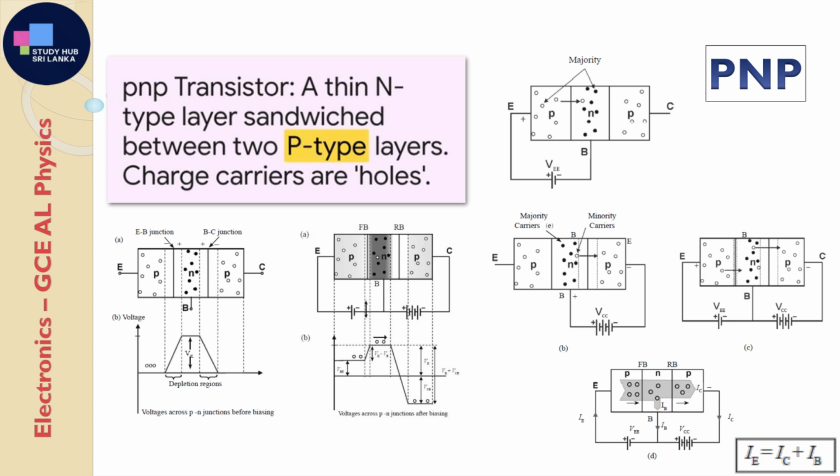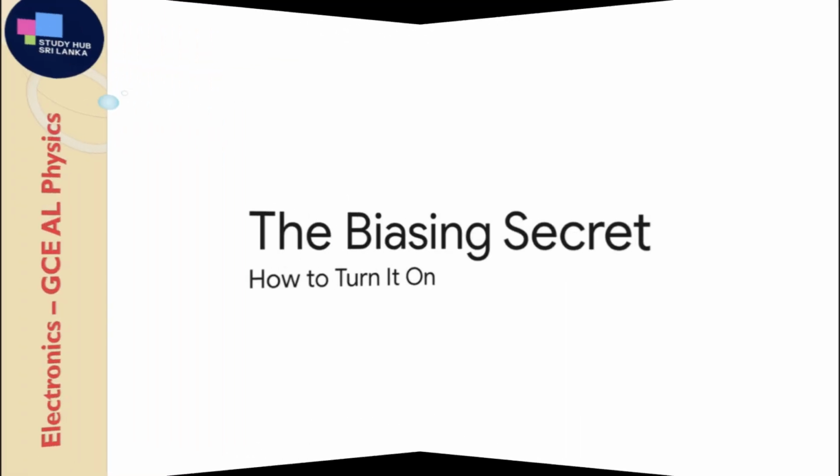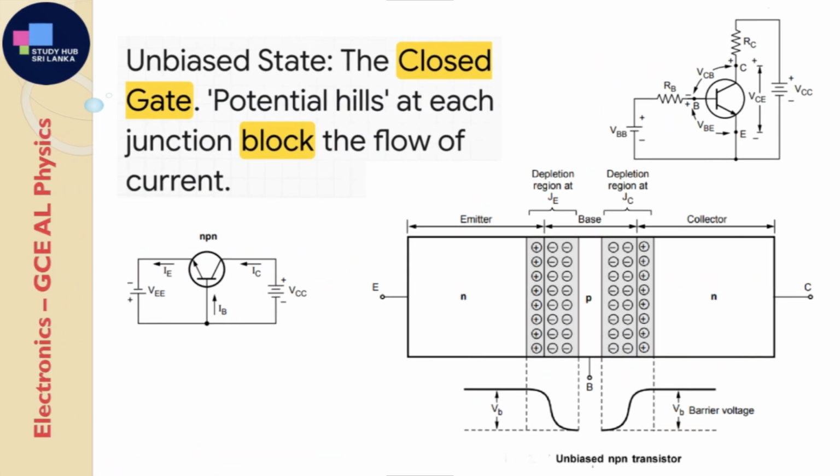So, we have our three-layer sandwich. But here's the catch. On its own, it doesn't really do anything. To unlock its power, we need to add a secret ingredient, a process called biasing. This is basically how we flip the on switch. In its natural, default state, when it's just sitting there, the transistor is off. At the boundaries between the layers, these natural energy barriers form. You can picture them as potential hills that the electrons just don't have enough energy to climb over. So, no current flows. The gate is completely closed.